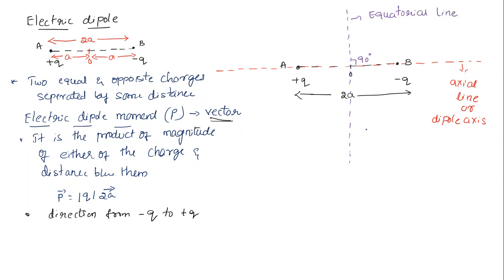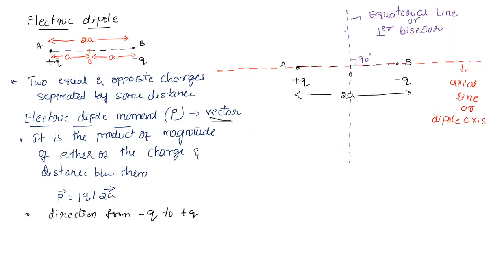Now you need to remember these two lines very clearly. Equatorial line, or we call it the perpendicular bisector. We call these two names. So now our job is to find the electric field due to a dipole on the axial line at one point, and on the equatorial line at one point. Those two things we need to find out. That is our main motto here afterwards.